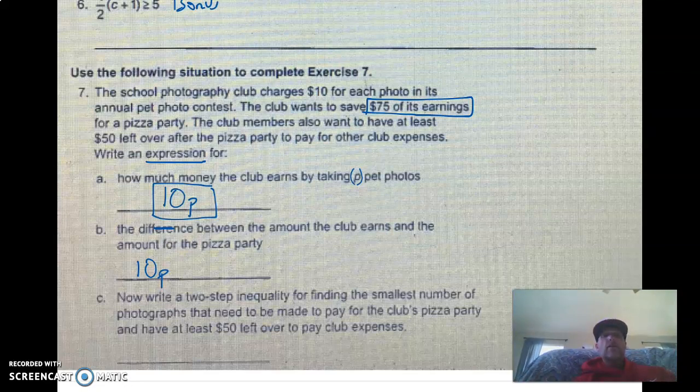Then C, you're going to write a two-step inequality for finding the smallest number of photographs that need to be made to pay for the club's pizza party and have at least $50 left over. Okay? So at least tells you what sign to use. You're going to use this right here, which you came up with there, and the sign of at least, and they want at least $50 left over. Okay, you're not solving it, you're just writing it. And this is here to help you to write it. Okay, you can follow those steps almost every time.